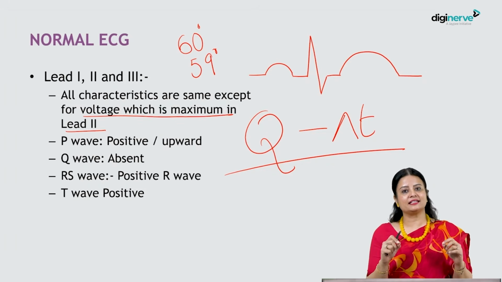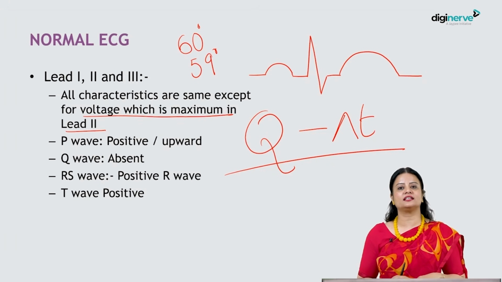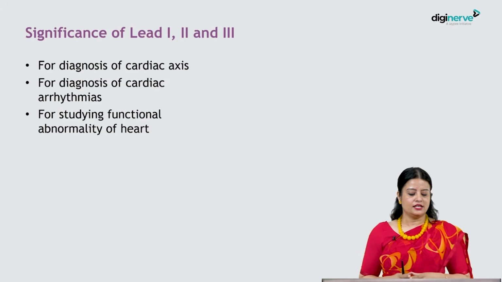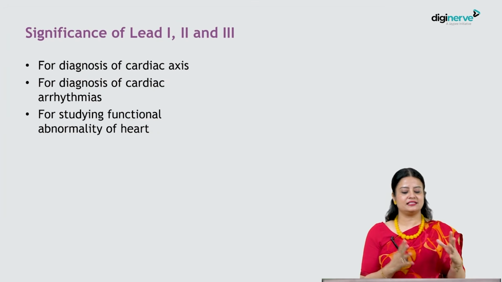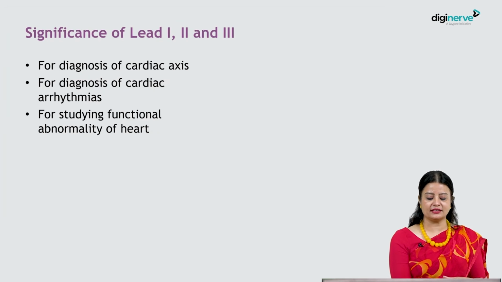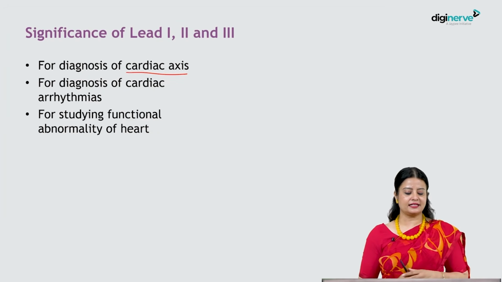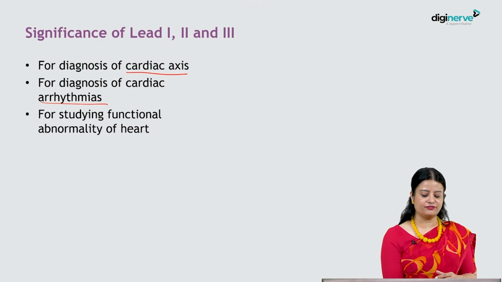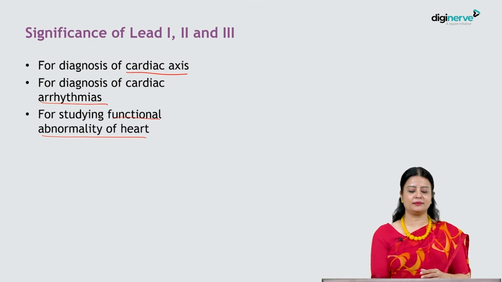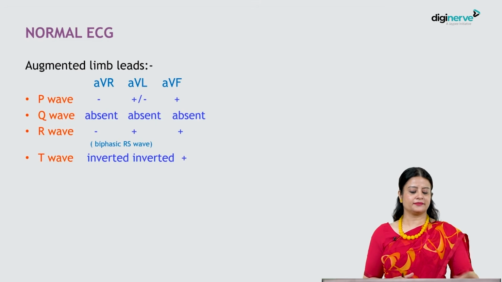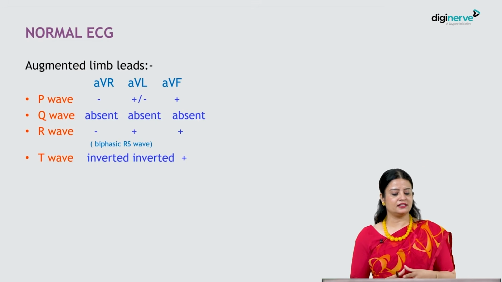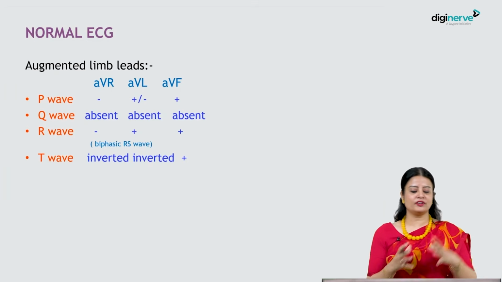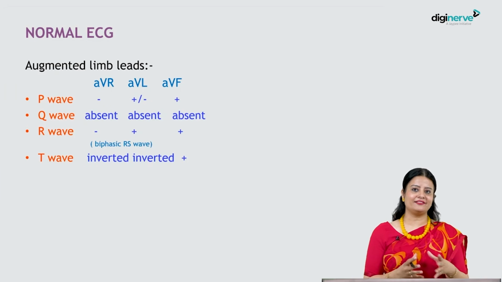For all analytical purposes, the calculations are done on lead 2. So what is the significance of these leads? They are used for diagnosing the cardiac axis, diagnosing cardiac arrhythmias, and for studying the functional abnormalities of the heart.